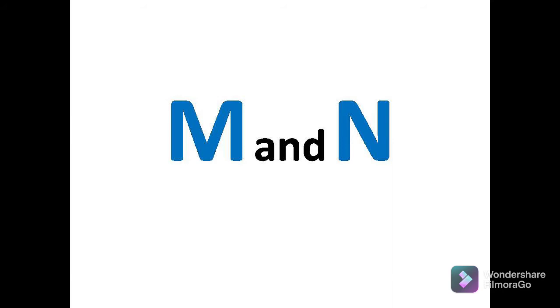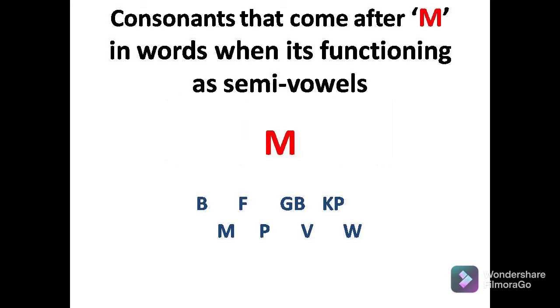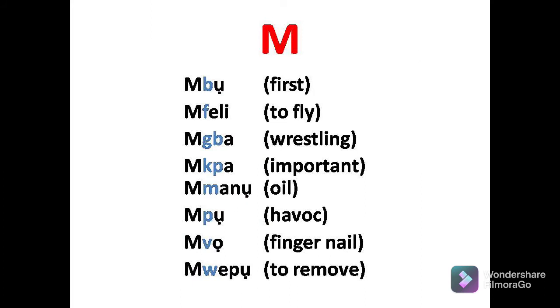Whenever the M and N are functioning as semi-vowels, there are consonants that are permitted to come after each of them. Now let's look at those consonants. For the letter M, you see that there is a list of consonants on your screen. These are the consonants that come after the letter M in words. Remember, I said this is whenever the letter M is functioning as a semi-vowel. These consonants that are produced outside the oral cavity follow the letter M in words.